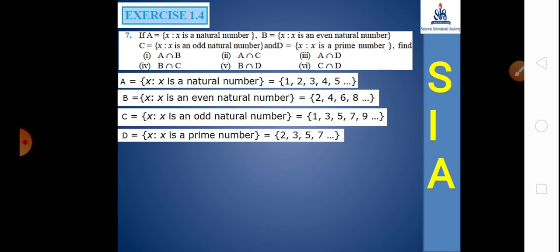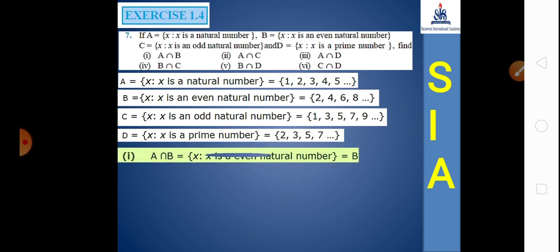These remaining are prime numbers. Prime number means its own multiples and multiply by 1. It is called prime numbers. It is called 2, 3, 5, 7. So first of all, A intersection B, nothing common. Check your common. A and B have common elements. Yes, it is the even natural numbers common. So my answer is B.